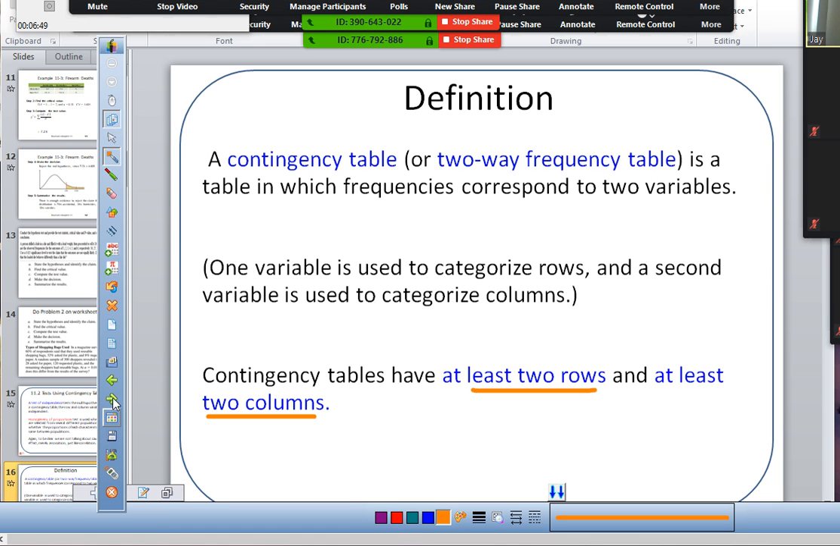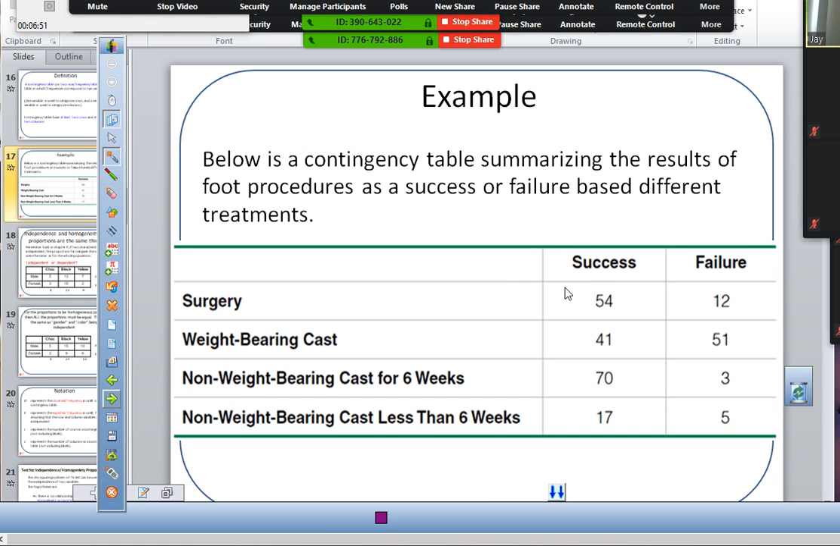So we'll show you an example here. Here's one variable. The variable is, what was the outcome of your surgery or your treatment? And the other variable is, what was your treatment? Right, so I broke my foot. Either I had surgery, or I had a weight-bearing cast, a non-weight-bearing cast for 6 weeks, or a non-weight-bearing cast for less than 6 weeks. And whether it was a success or failure will pop you into one of these slots here.